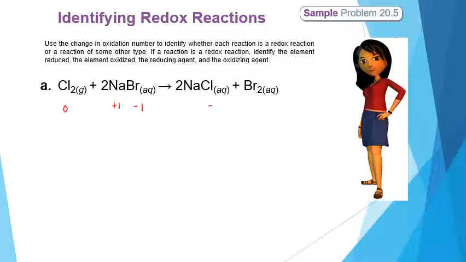Our chlorine here is negative 1, while our sodium here is positive 1. Our bromine here is equal to 0. Take note that the sodium charge is just the same, so it is not included. So we erase it. So what is left now is our chlorine and our bromine. We have to check which is the one oxidized and which is the one being reduced.